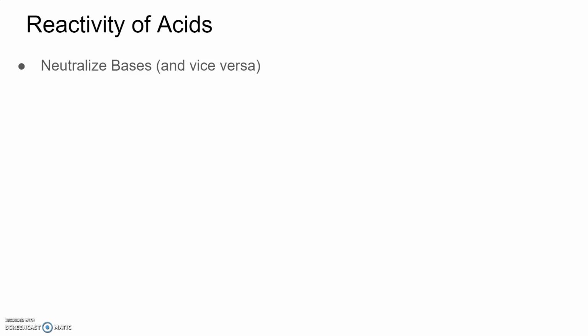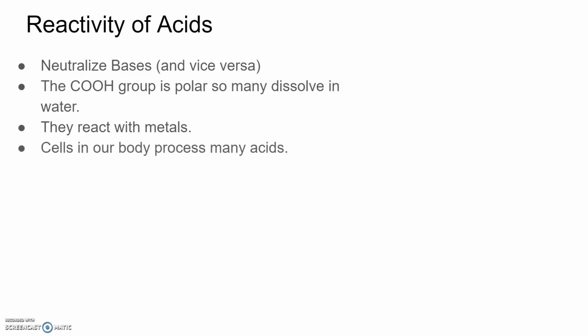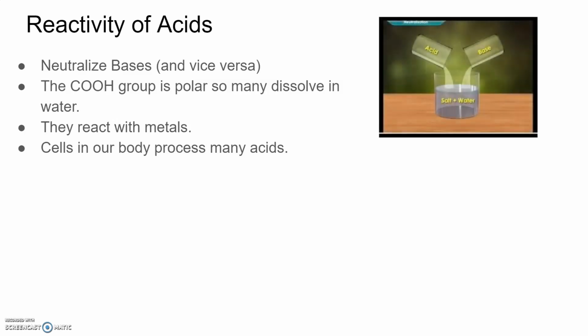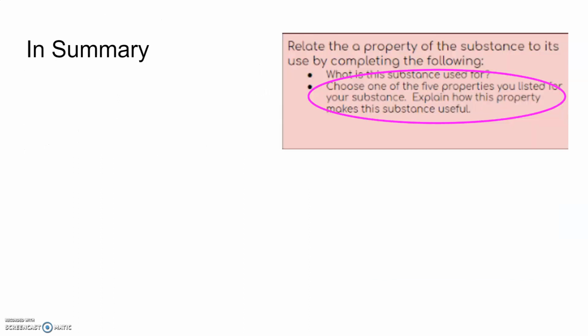Now, why is that important? Acids are reactive and they do things like neutralize bases and vice versa. So bases will neutralize acids as well. The COOH group is polar, so many acids will dissolve in water. They react with metals, and a lot of our cells, the cells in our body, will process or metabolize acids. So something we may take in that's not in acid form, by the time it gets to our cells, it's in an acid form because that's the way our cells like it. All right, so when it comes to acids, you want to just sort of think about their reactivity.